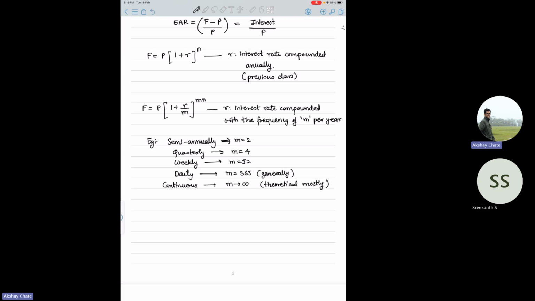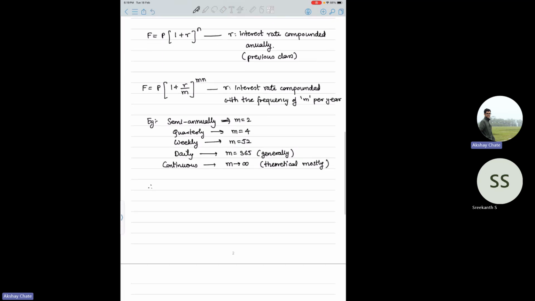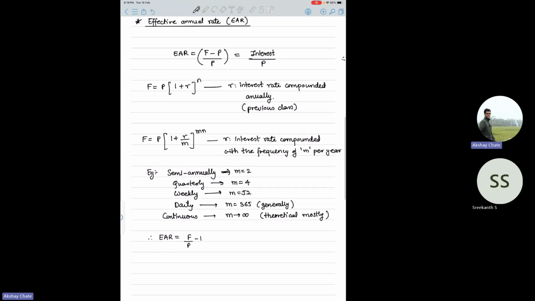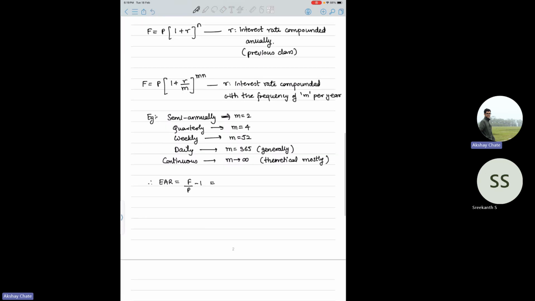And then this EAR is nothing but F/P minus 1. I mean, in this formula itself you can see (F minus P)/P. So if you do this, it is nothing but (1 + R/M)^(M·N) minus 1. So this formula is coming from that side.